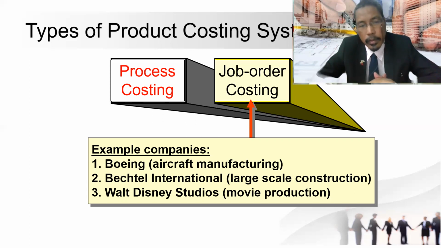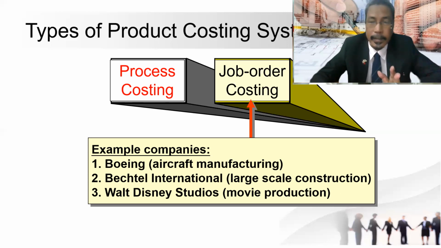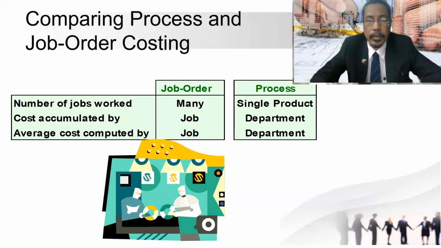And the third one is Walt Disney Studios. Okay? Movie production. They will produce movies with specific requirements per job. Okay? So those are the different characteristic traits of each of these types of product costing systems. Let us compare process and job order costing. Okay? In terms of number of jobs worked.